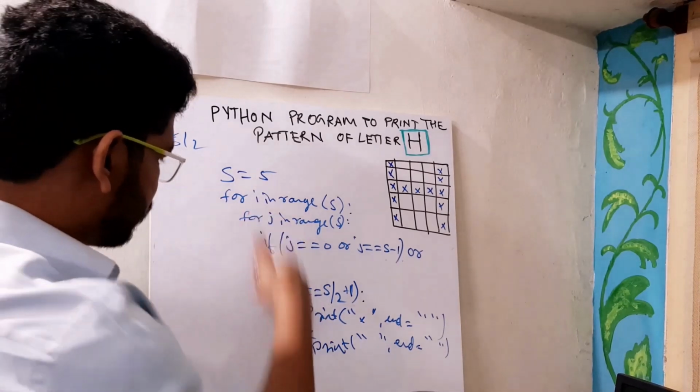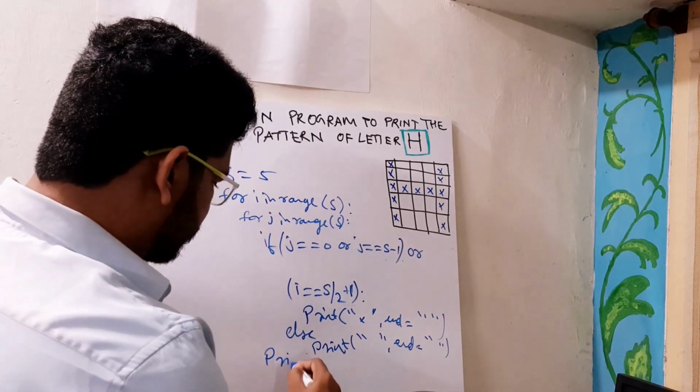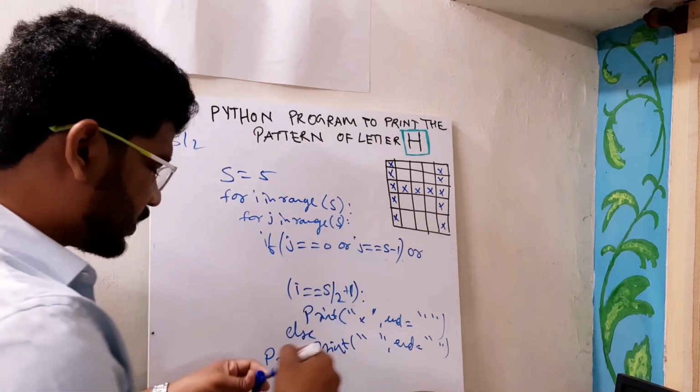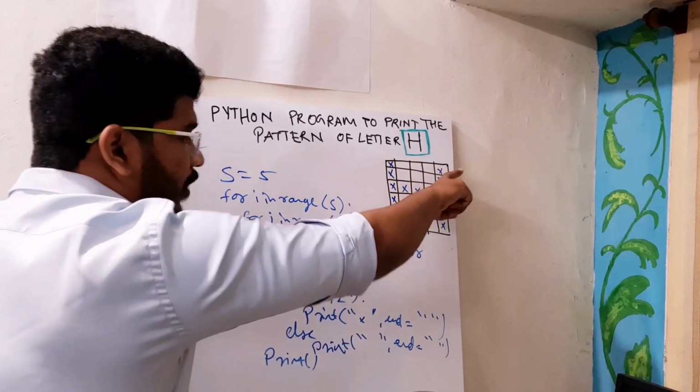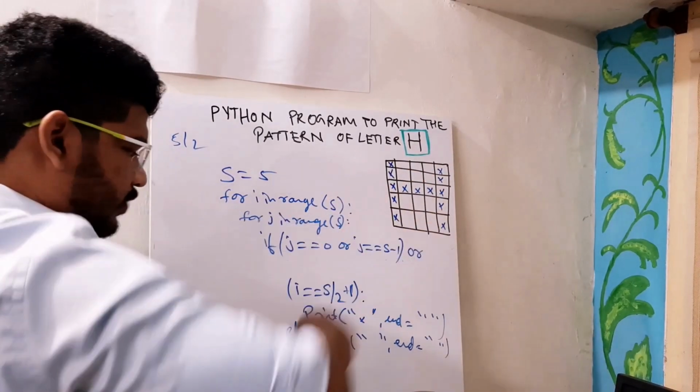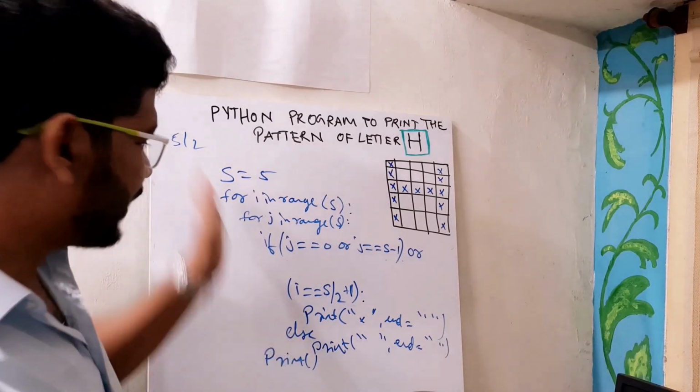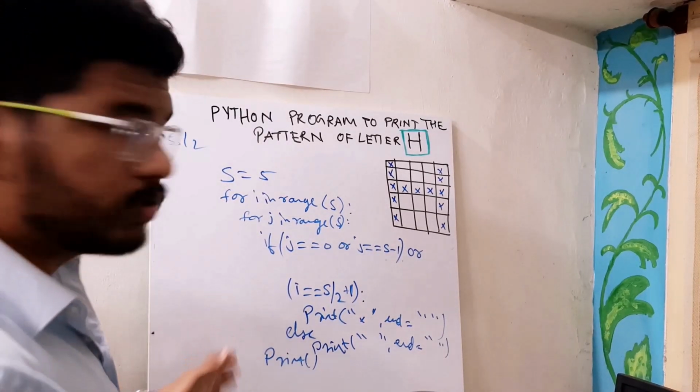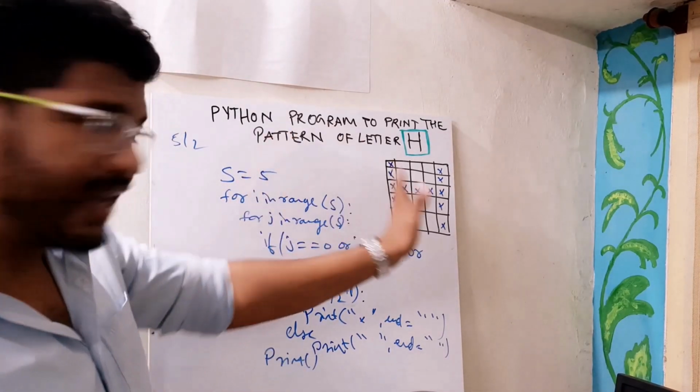After this for loop, we need to print an empty print, so it will go to the next line. After completing this iteration, it should go to the next line. For that, we'll print an empty print. So that is the logic for printing the letter H.